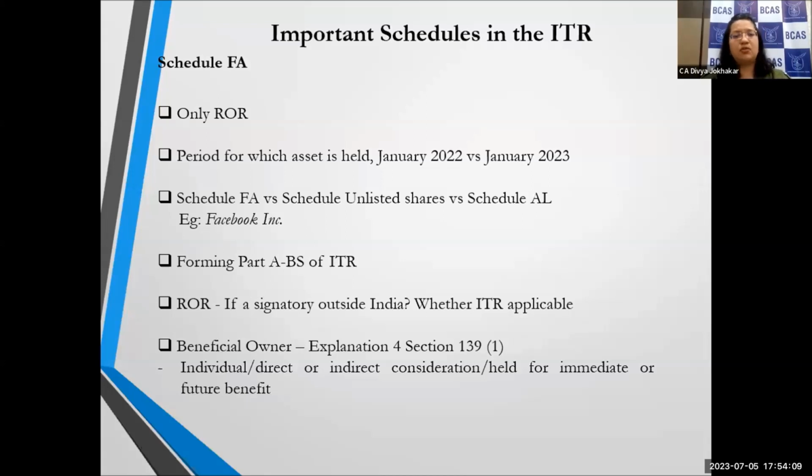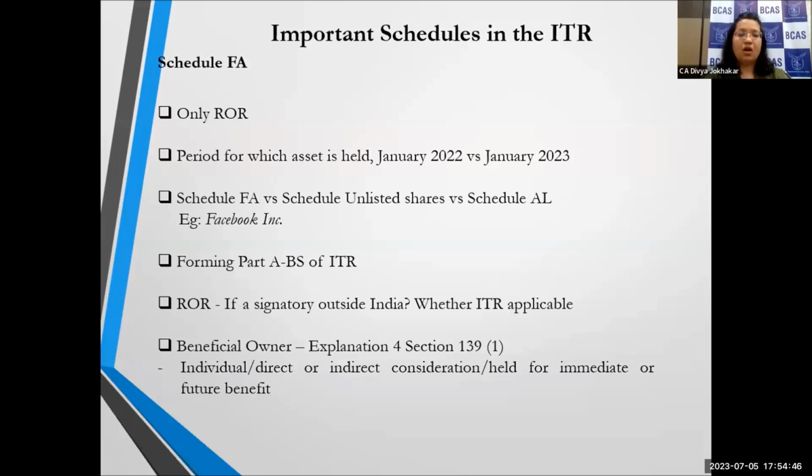What is the interplay between Schedule FA, Schedule unlisted shares, and AL? Those foreign listed shares which are on a foreign stock exchange do not have to be disclosed under Schedule unlisted shares. There is a clarification in the instructions of ITR 3 and ITR 2. I will only have to fill Schedule AL for ITR 2 and 3, and show all my assets and liabilities, including all kinds of investment, if I'm ROR and cross gross total income of rupees 50 lakhs.